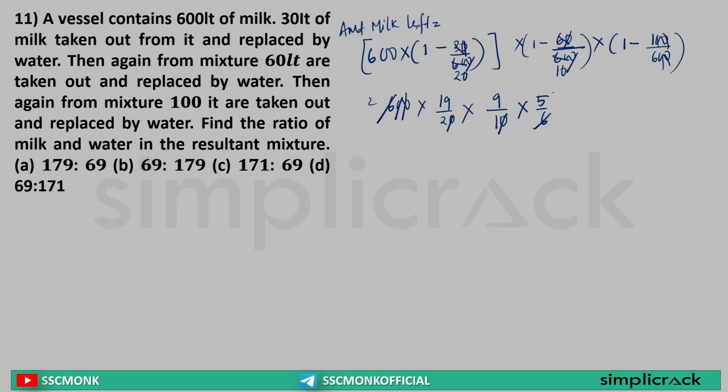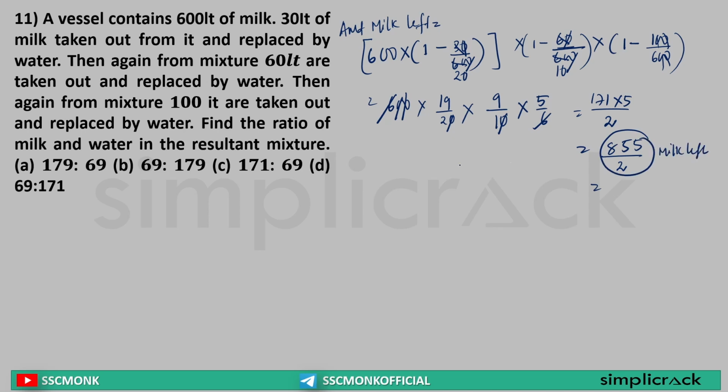Clear? Yes sir. What is remaining? 19 into 9 into 5. 19 into 9 into 5 will be what? 171 into 5 divided by 2 is the answer. So here I also have to find out the mixture. 171 into 5 is equal to 855 by 2. That is equal to what? This is equal to the amount of milk left.